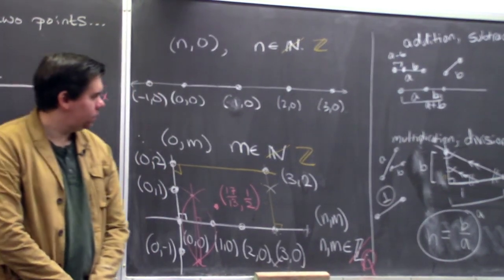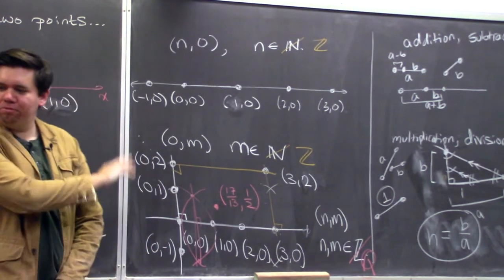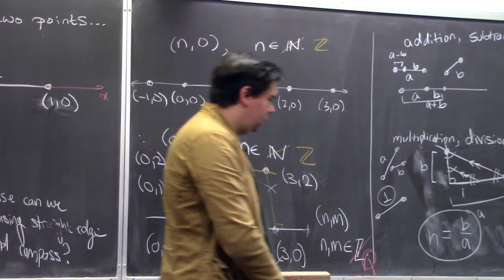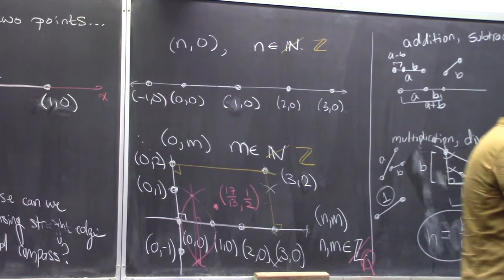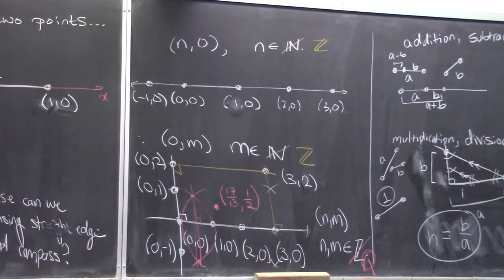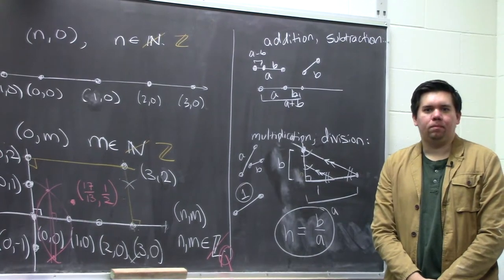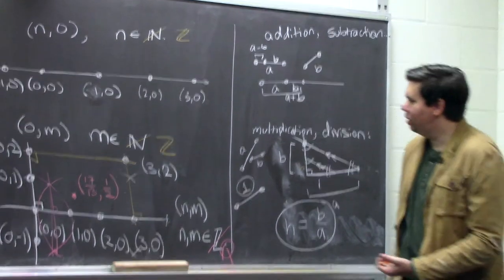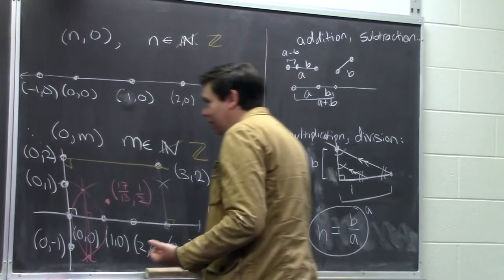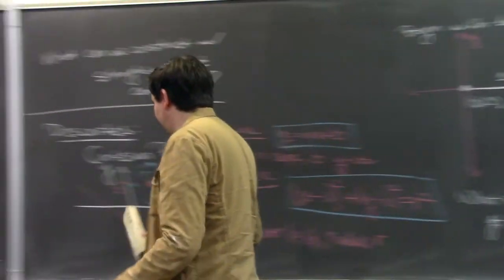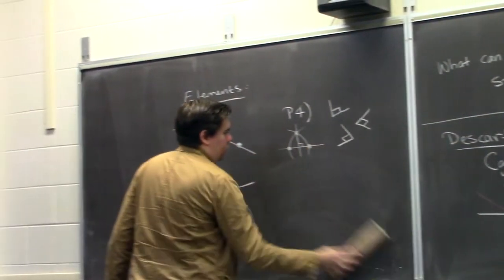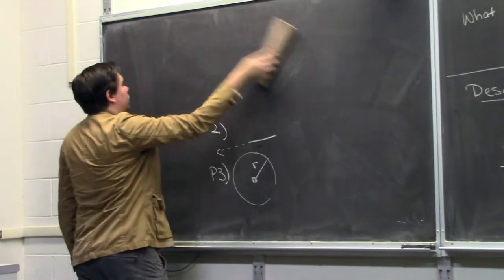Okay, cool. So we can get rational values. Can you get anything that's irrational with just straight edge and compass? Okay, great. So it seems like there are some irrationals we can recover. How would you recover root 2?